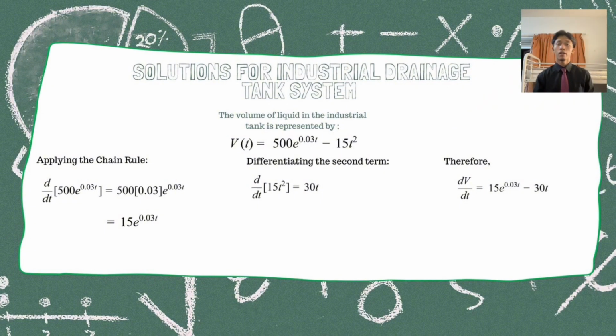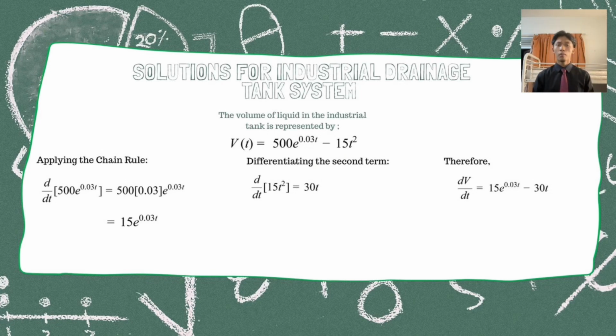To determine the rate of change of the liquid volume, we differentiate the function with respect to time. For the first term, 500 e power of 0.03t, we apply the chain rule. The derivative of the exponential function gives us 500 times 0.03 times e power of 0.03t, which simplifies to 15 e power of 0.03t. For the second term, negative 15t squared, we use the power rule. Differentiating this term gives us negative 30t.